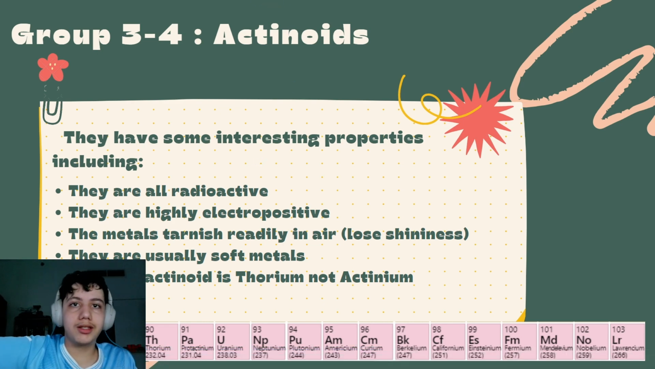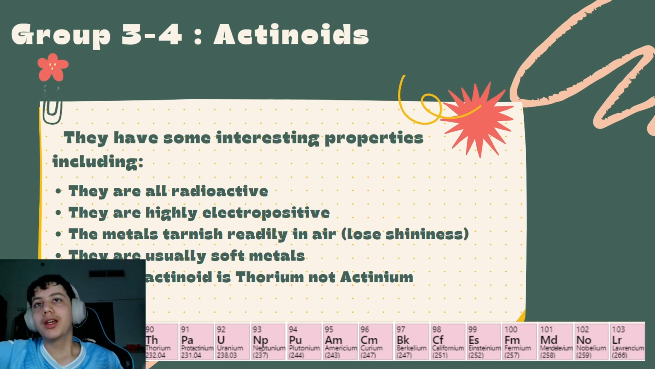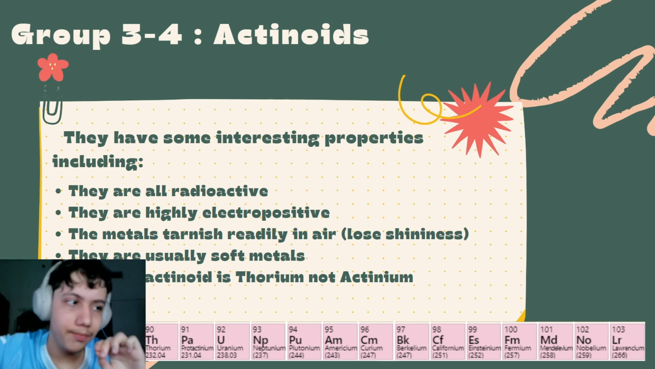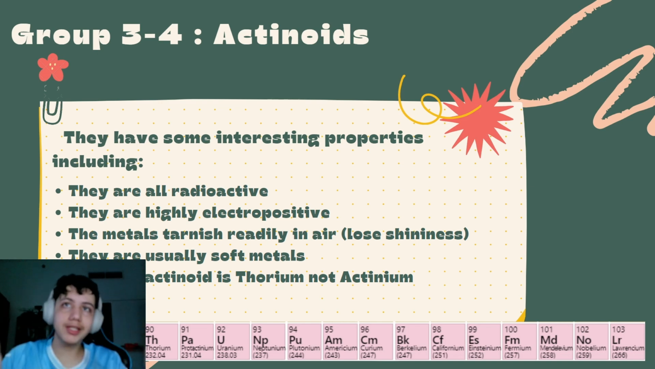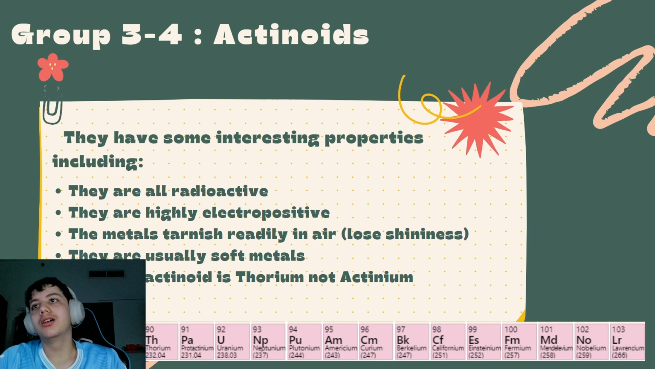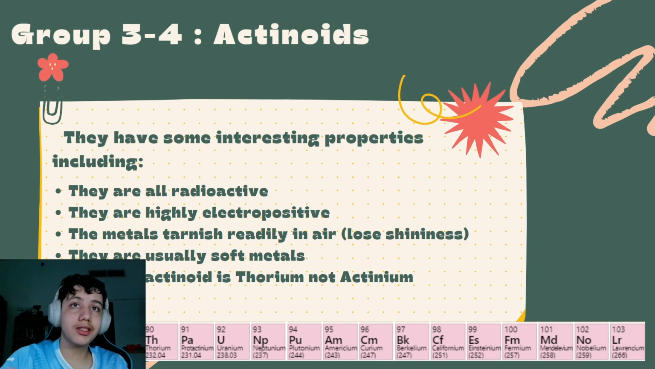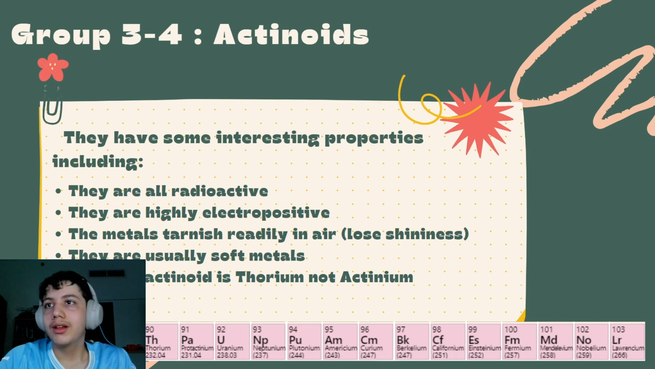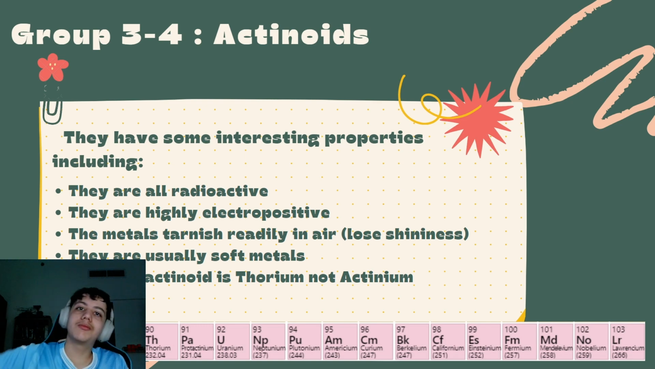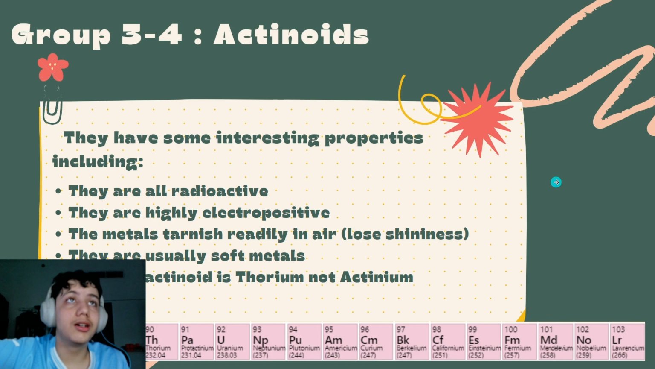They're all radioactive. All actinoids are radioactive, and they're highly electropositive. Now, what does that mean? So electropositive means that they really want to lose electrons and become a positive element, a positive ion. The metals tarnish readily in air. So tarnish means that they lose their shininess, so they have less luster when they are in air. They are usually soft metals, much like lanthanoids and alkali metals.